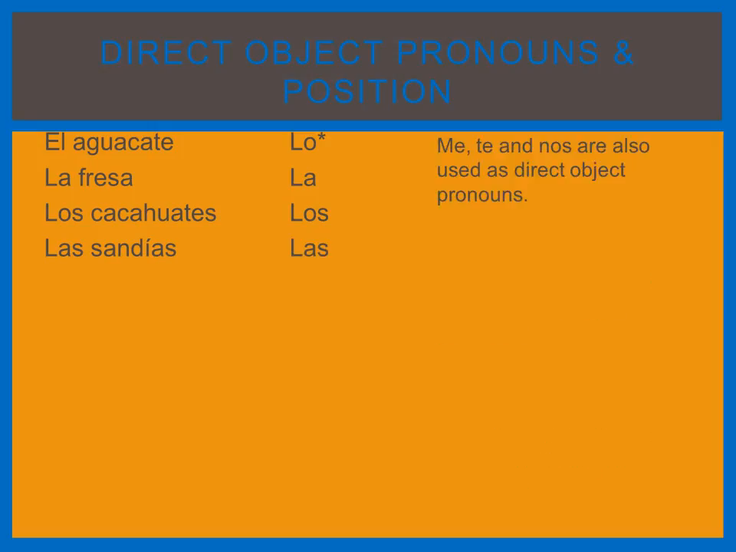If you note, lo has an asterisk, and I point this out because a lot of times students mistakenly use el because they're used to el, la, los, las as a group for the definite articles, but the way to say it for a masculine singular object is not el, it is lo. Me, te, and nos are also used as direct object pronouns.